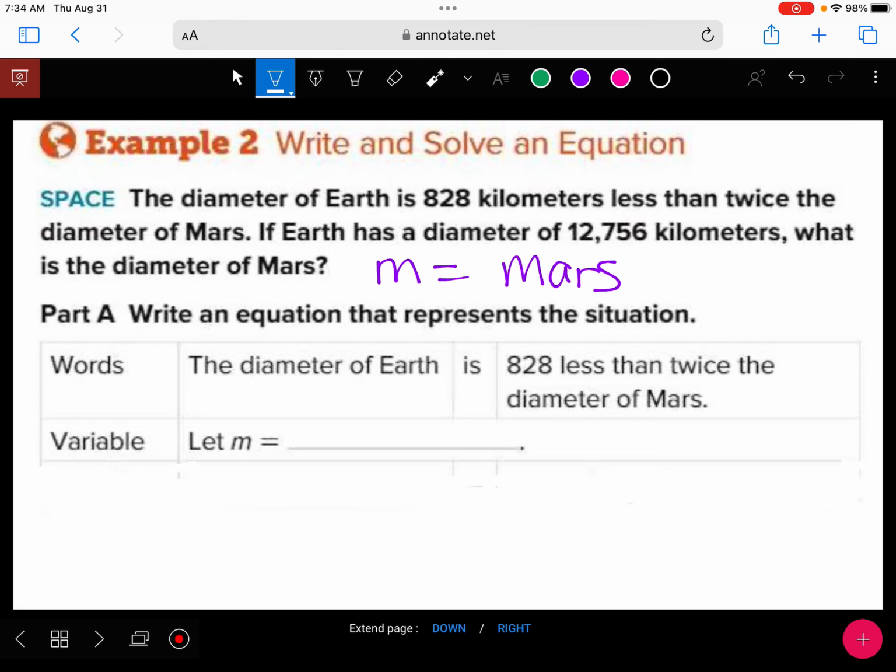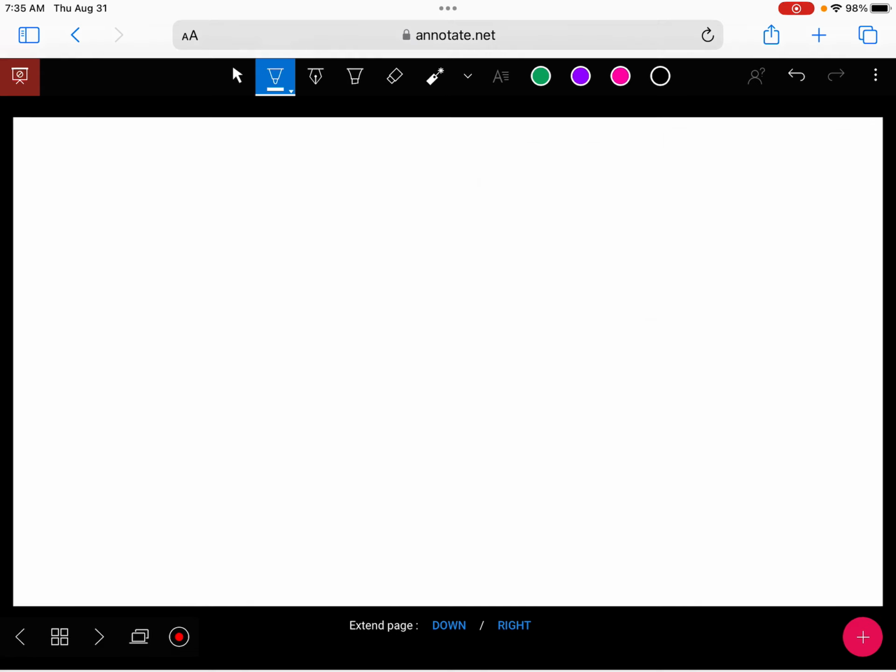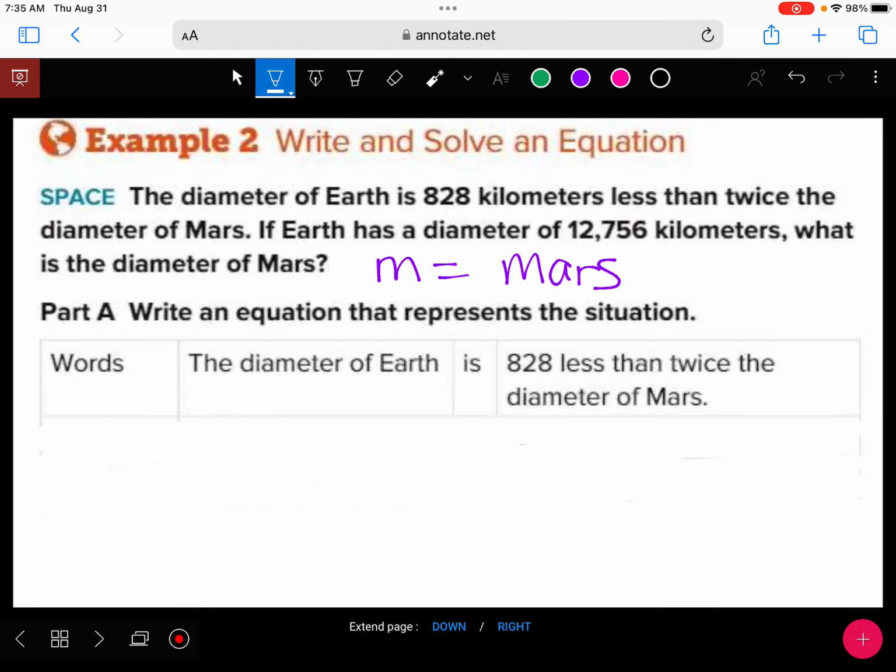So they pulled out this sentence here that is kind of the key sentence. We've got that the diameter of Earth is 828 less than twice the diameter of Mars. So what's a piece in there that we can spot to put into math terms? We're not going to do less than. It's going to be an equation. But I like the thought. M equals 828. Oh, wait, no. 2 times 12,756 minus 828. So the way you're doing it is fine. It's just not structured the same.